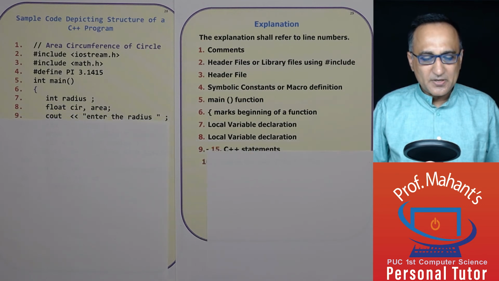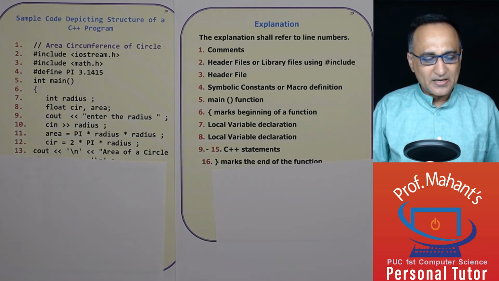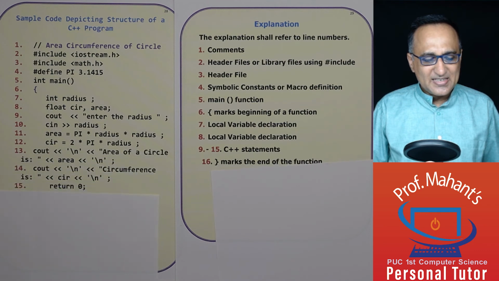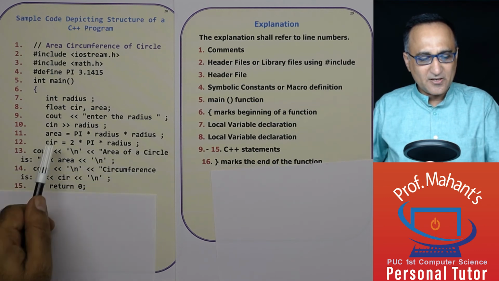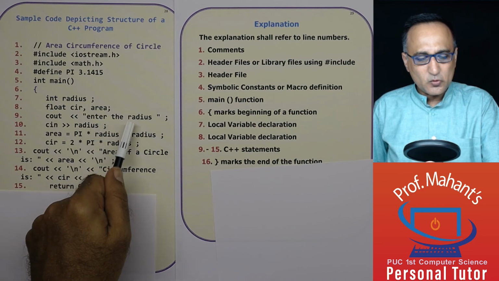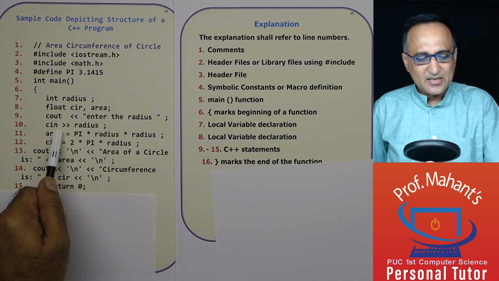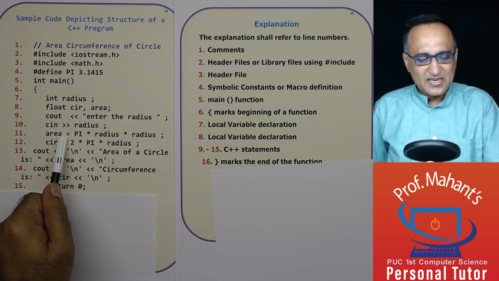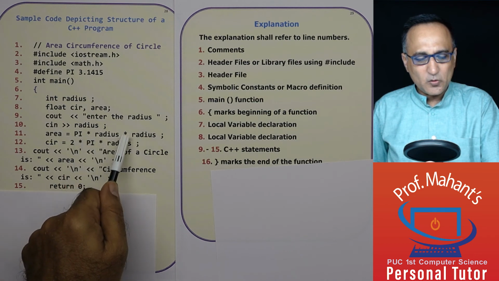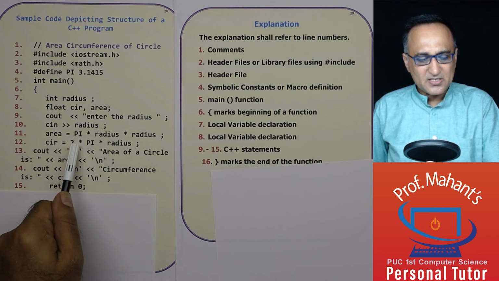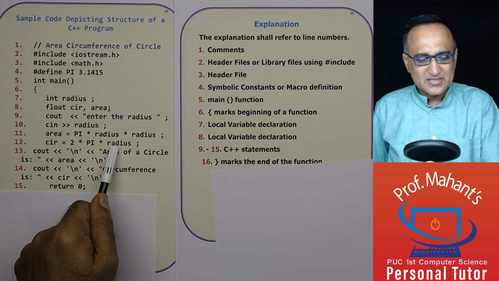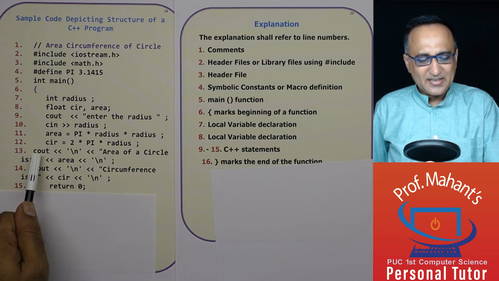Then just see what happens between lines 9 to 15. 9 to 15 is a series of instructions. Here, for example, I am asking the user to enter the radius. He or she is entering the radius. Area is calculated as pi into r square. Circumference is 2 into pi into radius. Then I am displaying the radius here.